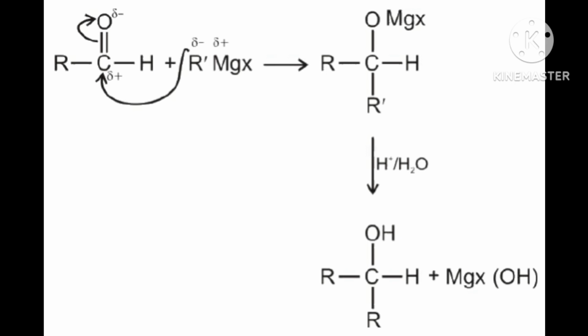You remember, formaldehyde is known as methanal because in methanal only one carbon is there. That will give you primary alcohol, secondary alcohol you will get with aldehyde, and tertiary alcohol you will get from ketone. Now I have told you about preparation from Grignard reagent.